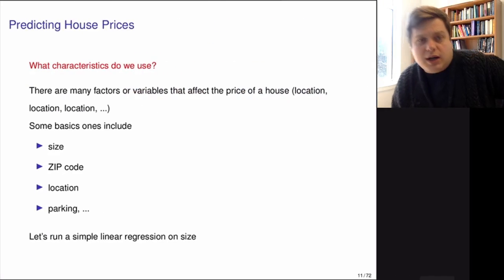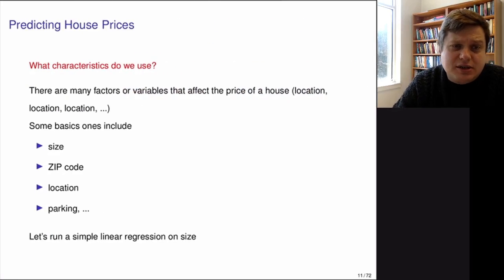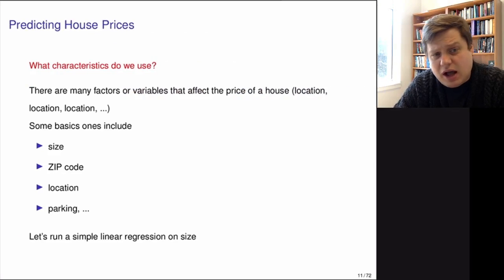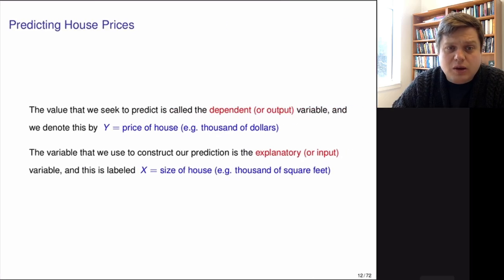Anyhow, so the characteristics that Zillow uses, as I said, are the size of the house, location, zip code, whether the house has garage or parking. There are multiple attributes of the house that Zillow uses. We're gonna do a simpler version of the Zillow problem, and we're gonna look at predicting the housing prices purely based on the square footage.